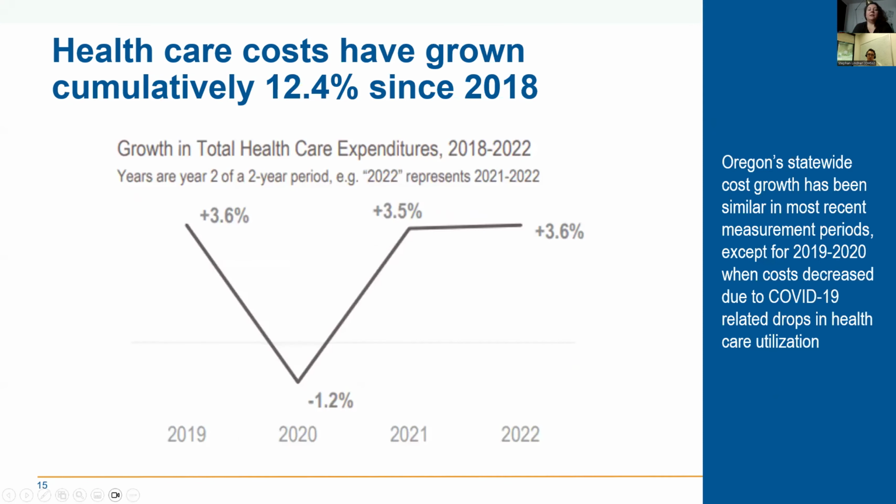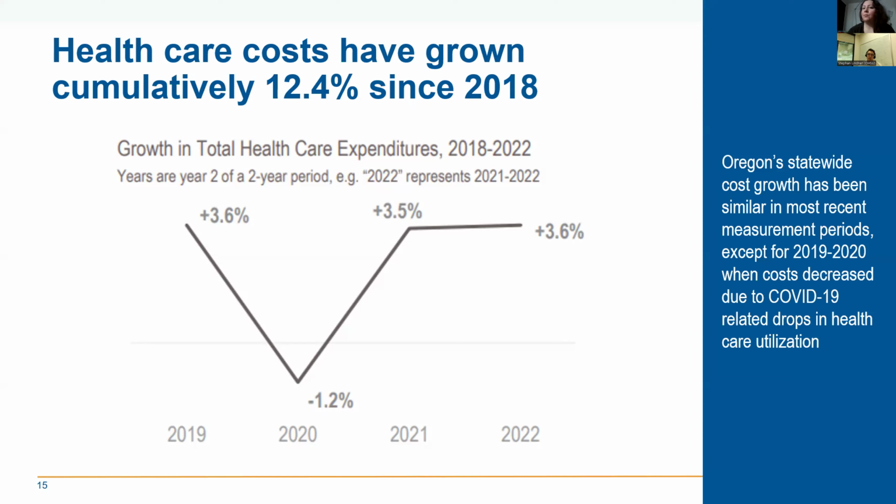We talked a lot last year in the report and with payers and providers over the course of the year about the importance of not just looking at cost growth as a one-year snapshot, but at looking at the trends over time, looking at a multi-year period, looking at cumulative growth, and really understanding what happened in 2019, 2020 with COVID. So you can see that our cost growth has been fairly similar, 18, 19, 20, 21, and 21, 22, hovering around 3.5, 3.6%, just above our cost growth target. We had that drop in 2020, negative 1.2%.